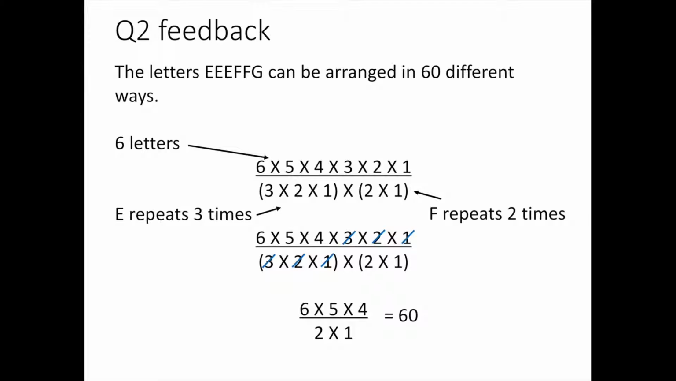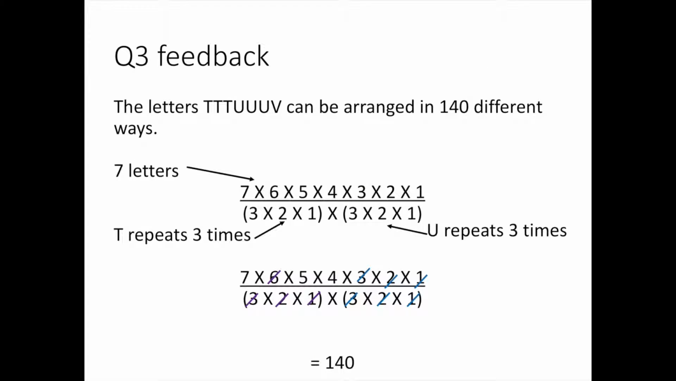With question 2, there were 6 letters, so you do 6 times 5 times 4 times 3 times 2 times 1 in the numerator. The E repeats 3 times, so you put 3 times 2 times 1 in the denominator, and the F repeats twice, so that has a 2 times 1. You can see that there's a 3 times 2 times 1 in both the numerator and denominator, so they cancel out, leaving you 6 times 5 times 4 in the numerator, which is 120, divided by 2, which leaves you 60. There were 60 permutations for those combinations of letters.